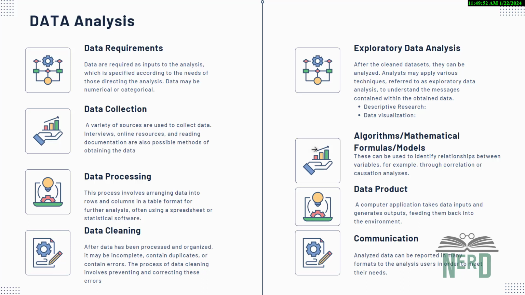Then what do you do with that information? Well, you process it, right? So the next step is data processing. Once you have got all your data, it's time to organize it, right? You arrange your data in a way that makes sense, usually in rows and columns like a spreadsheet. So that is how you process your data.